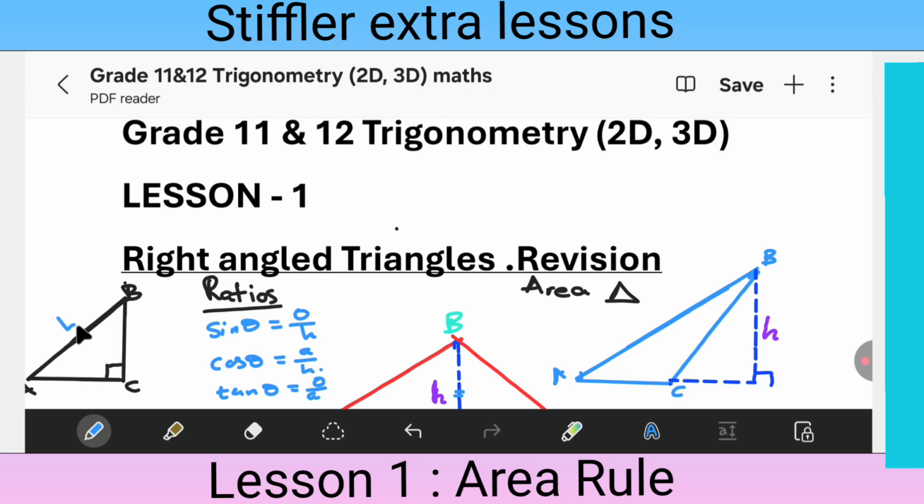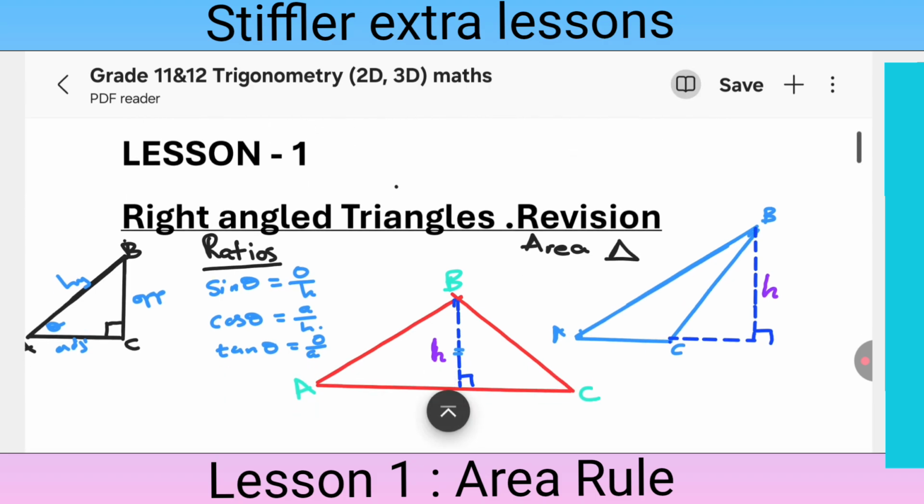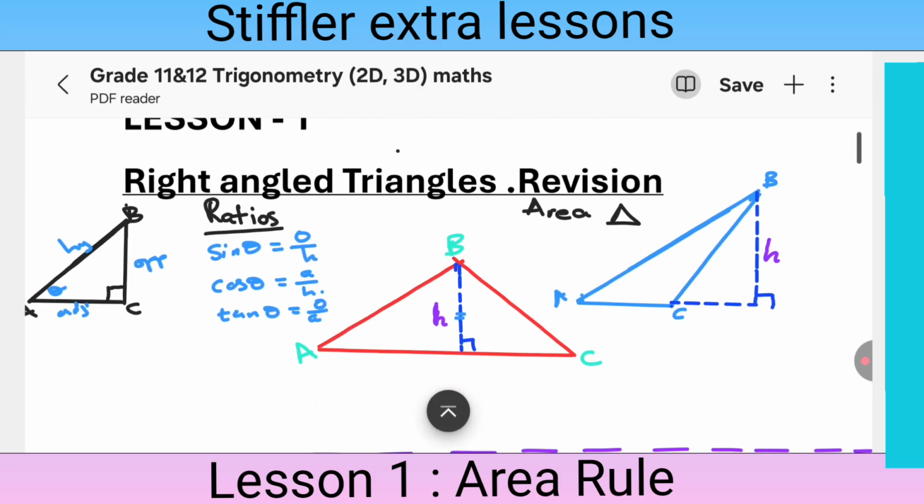So this is our hypotenuse. If our angle is there, this will be our opposite and this will be our adjacent, like that. These are the ratios that we used if we are trying to find the angle, or if you're trying to find the unknown side.